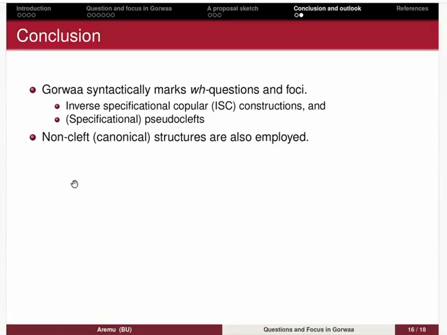And importantly, we've also seen that apart from this syntactic marking of focus or pseudo-cleft specification, non-cleft or canonical structures are also employed, especially with focus marking. As far as I know, with WH questions, I do not see any canonical marking of WH, because usually they use pseudo-cleft. But for the focus answer, that is not unexpected, because WH questions would have to be realized somehow. But for focus answers, if we have the canonical structure, we can always know what is in focus by looking at the question, right?